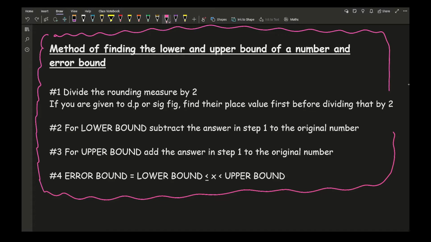Now, for the lower bound, what you need to do is subtract the answer in step 1 from the original number, and to get the upper bound you add it to the original number, and then for the error bound, again, you just write it in that format of the inequality that we've just previously discussed.